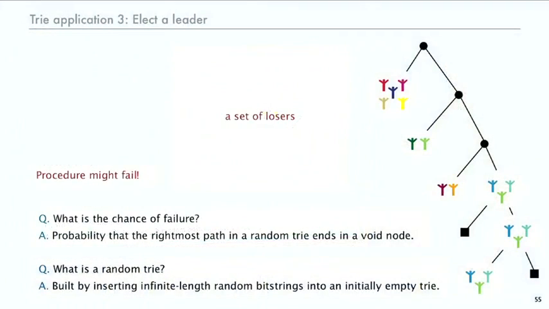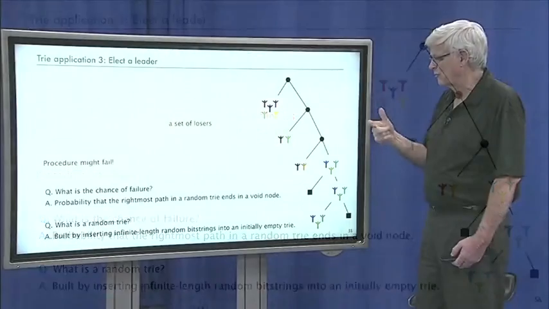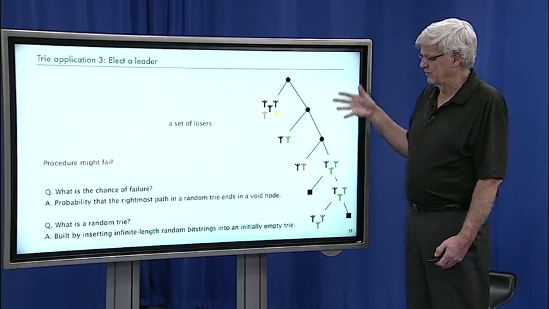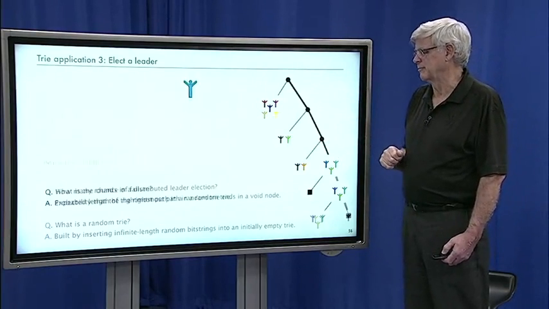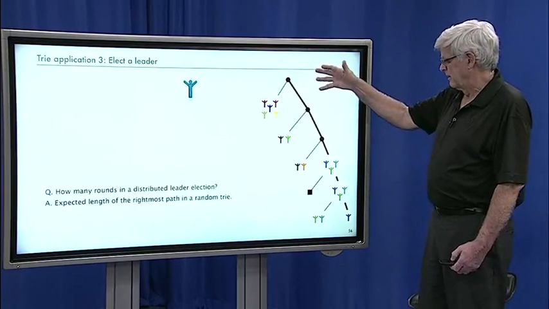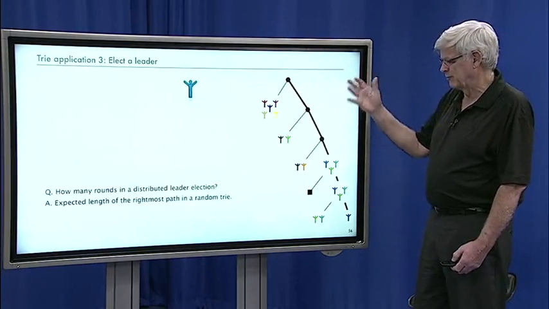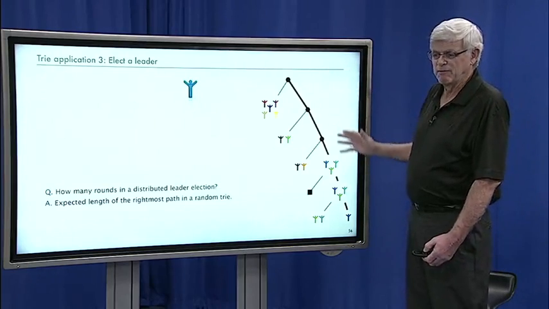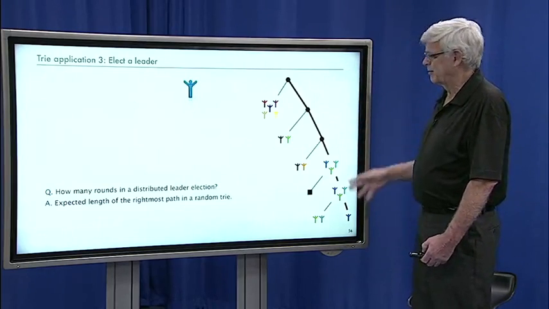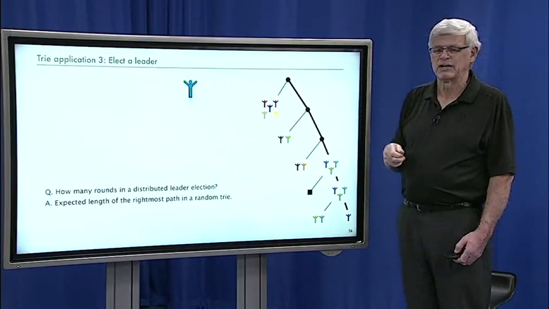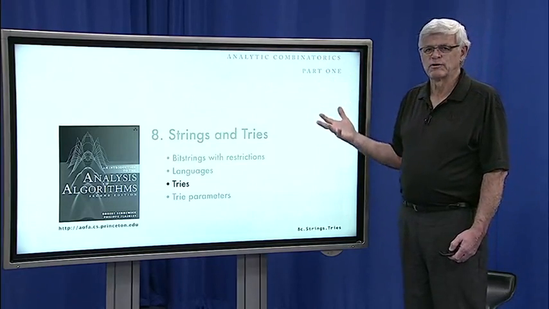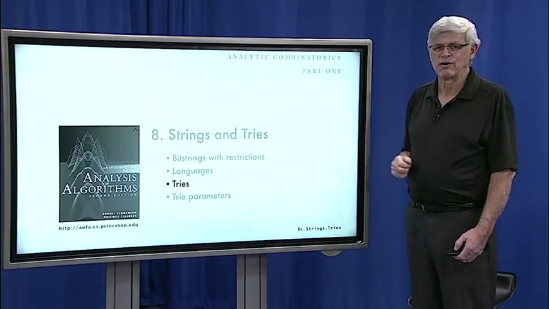So there are 3 diverse applications of the trie data structure: for a symbol table, for substring search, and for distributed leader election. And all of this is to motivate studying this combinatorial structure. So for distributed leader election, we want to know the number of rounds. Well, it's the expected length of the rightmost path in a random trie. That's how many rounds, and then from that you can calculate your probability of success and how effective this method is going to be. So that's a brief description of tries, and next we'll look at analysis of trie parameters.